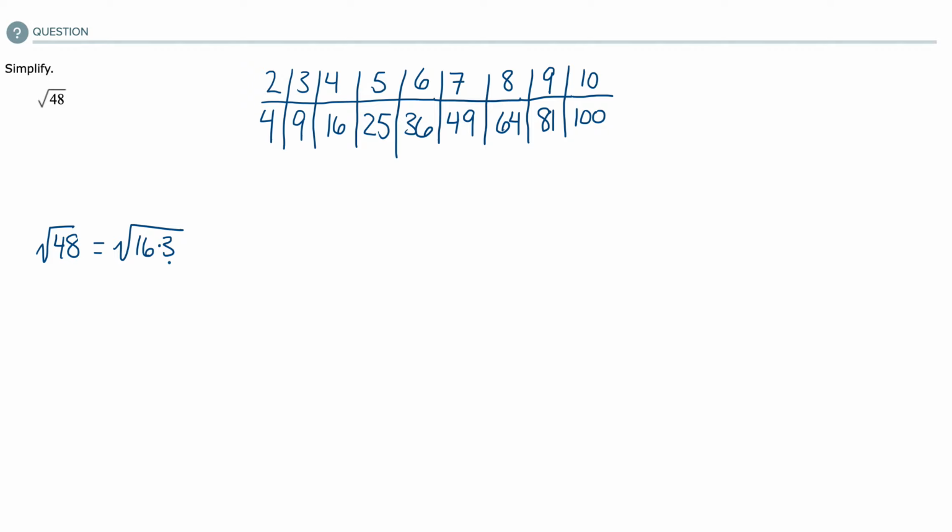48 is 16 times 3, and then I can break that up into two separate square roots: square root of 16 times the square root of 3. Then the one that is a perfect square, I would take the square root of that. I know that the square root of 16 is 4. The one that is not a perfect square, I just leave under the square root. So my answer is going to be 4 times the square root of 3.